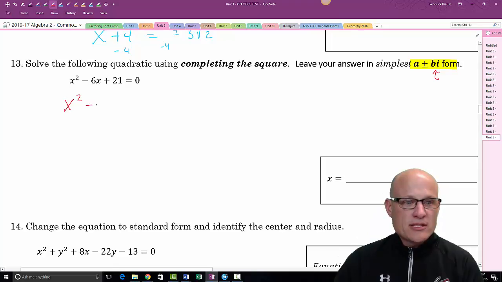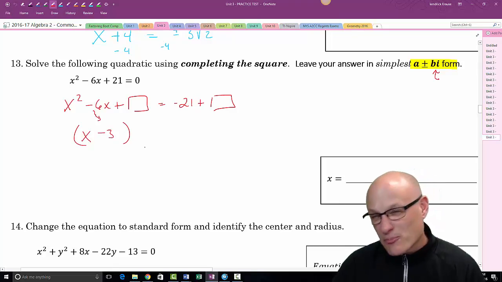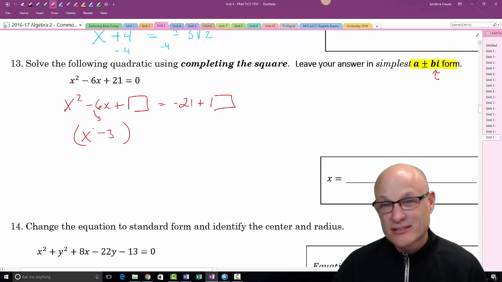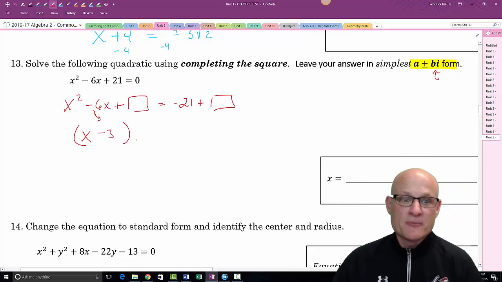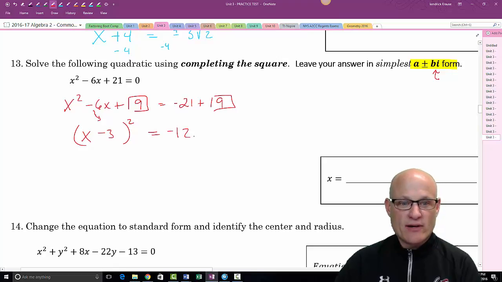Bring the constant over. Nothing's new. We're going to write it with two squares. Half the middle squared. Okay, half the middle. Somebody asked me today, how do I know what's half the middle? Well, half the middle is -3. They're like, do you put a plus in there or minus? What's half the middle? -3. -3 goes in there. It's whatever that sign is. This will always be positive because I'm always squaring it. 9. So I end up with -12 on this side.